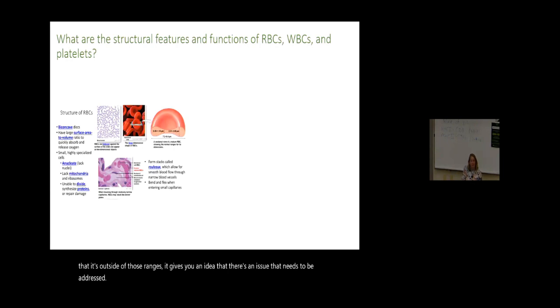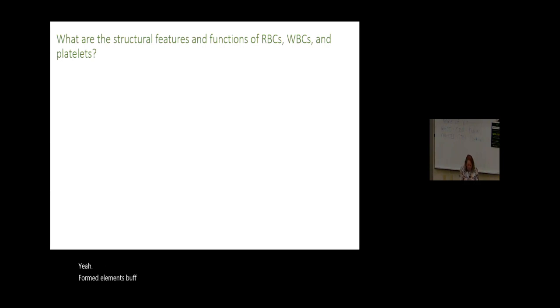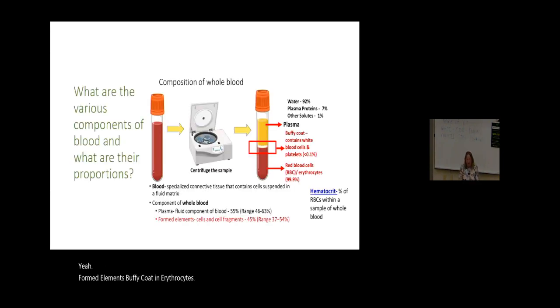Yeah? So formed elements is the buffy coat and the erythrocytes. So you're going to have formed elements in both, yes. Erythrocytes are going to separate out into the hematocrit, and then all of your other white cells, including platelets and other formed elements, would actually be in the buffy coat.